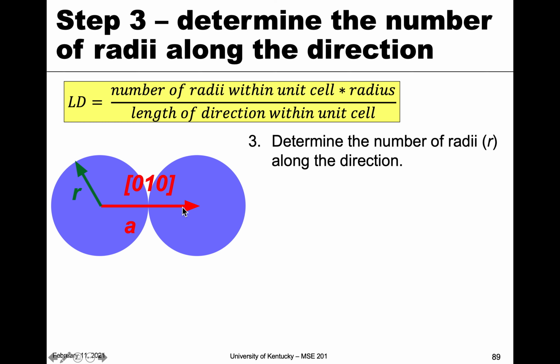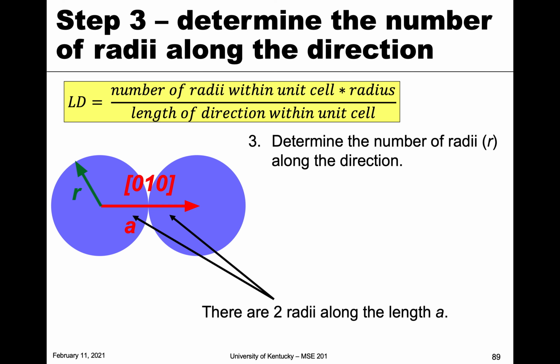All right, so now we need to determine the number of radii along that direction. From here to here, count up the radii. Going from here to here, this is 1 radius, and then from here to here, this is 1 radius. So we have 2. All right, so 2 radii along that length. Nothing too tricky so far.